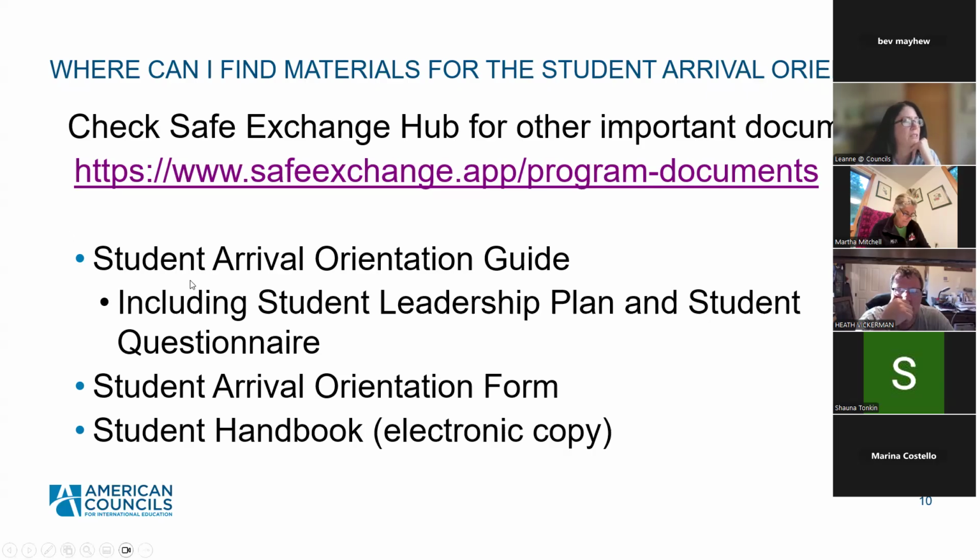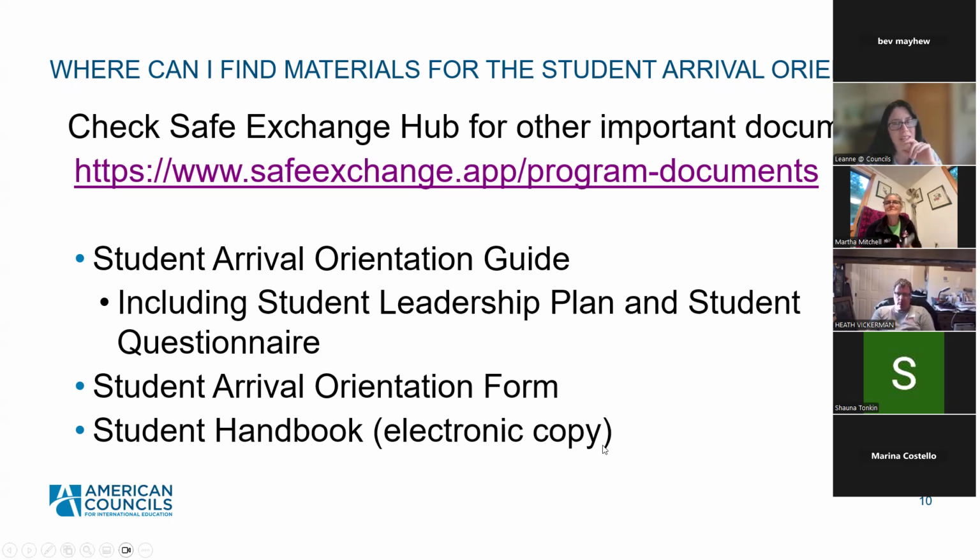Okay, so you'll see the student arrival orientation guide, including the leadership plan and the student questionnaire. These two things are so important. The student questionnaire and the host family questionnaire help so many little problems get ironed out before they become problems.